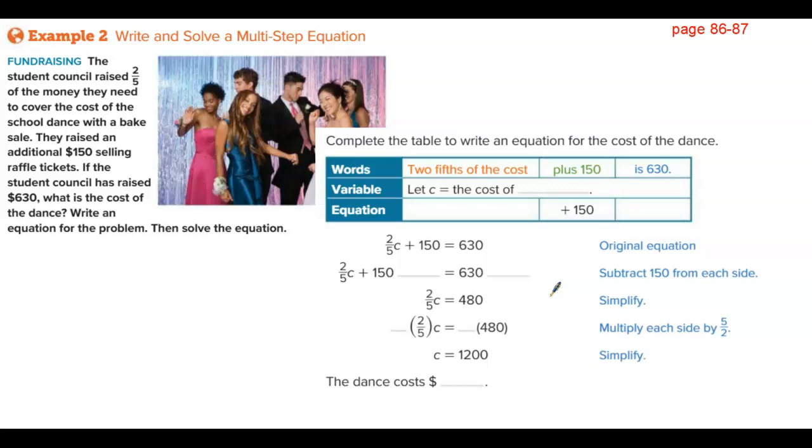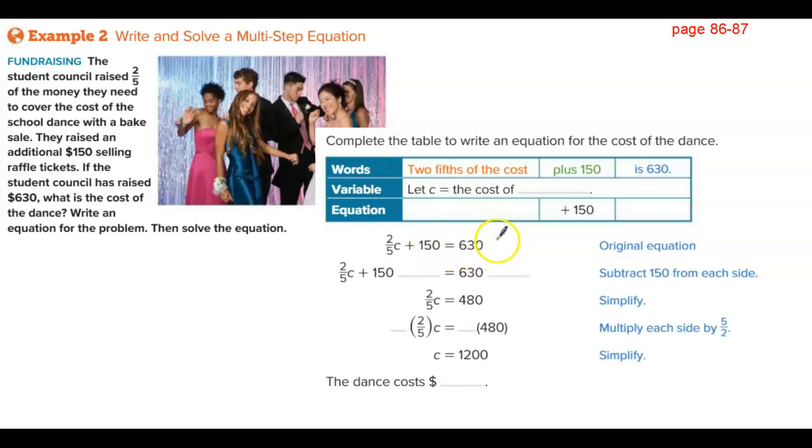So they want you to complete the table. I prefer to jump right to the equation here. We know that they raised 2/5 of the money they need to cover the school dance with the bake sale, okay? So they raised 2/5 of the money they need. Of is multiplied. Plus $150 selling raffle tickets. And if they have raised a total of $630, how much is the dance?